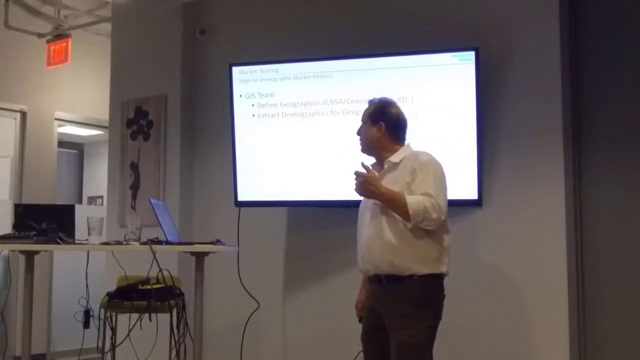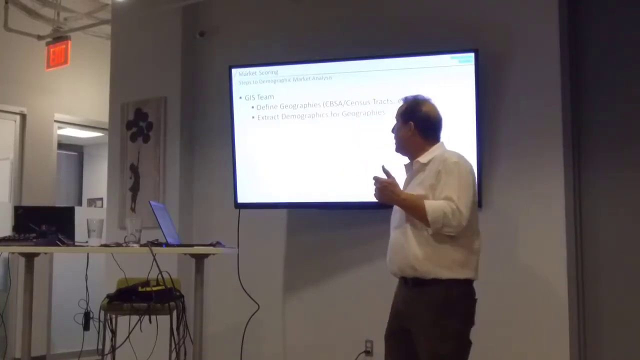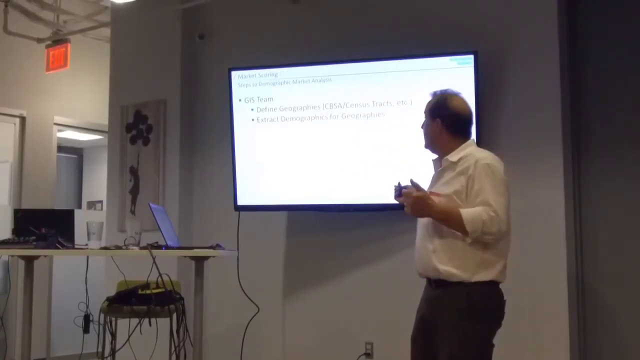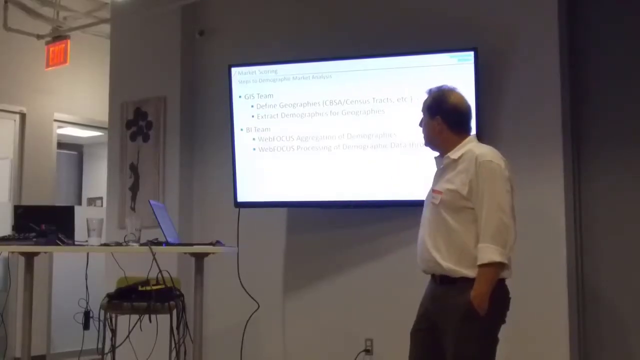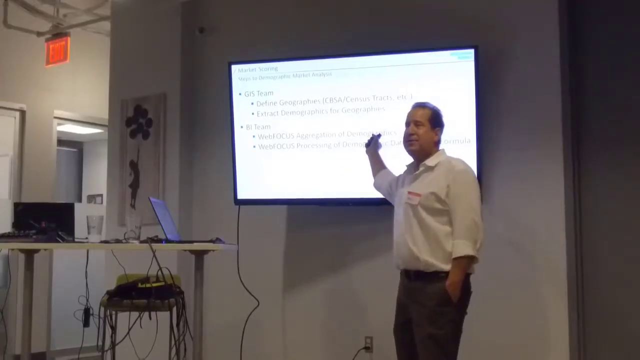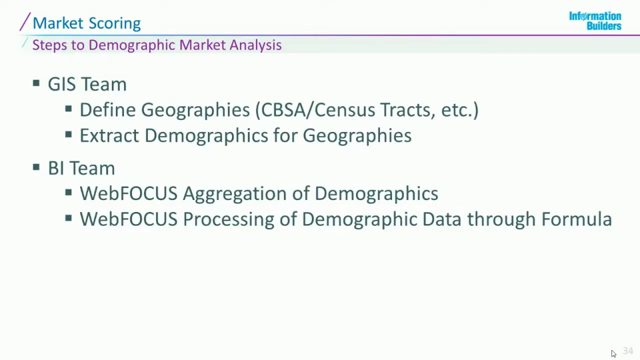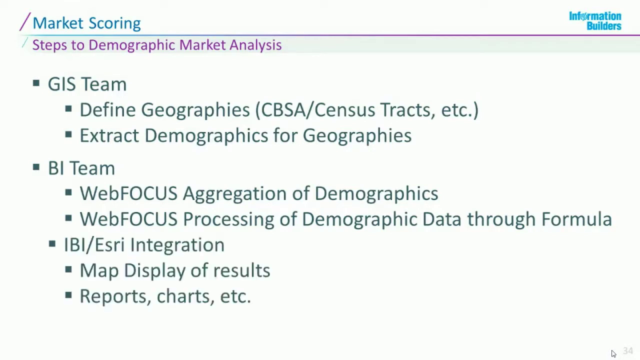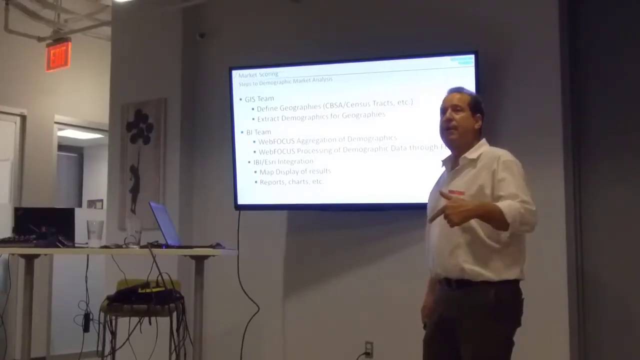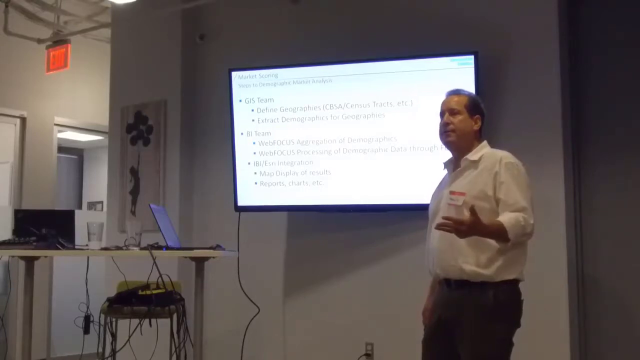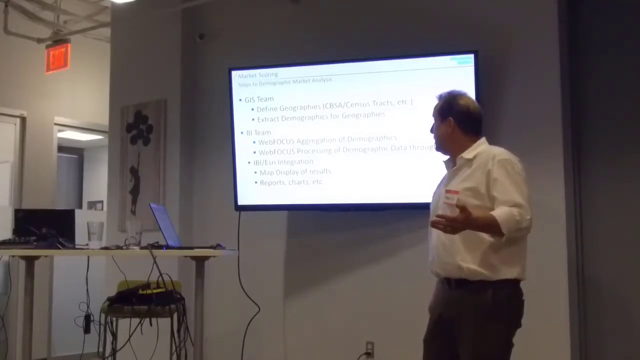All right, so just basically to wrap this up, kind of how this worked. The GIS team did some of the geographic work for us. They defined the geographies. They extracted the demographics. The business intelligence team did the aggregation of that data and the processing of the demographic data through the formula. And then through the Information Builders and ESRI integration, we were able to produce the maps to display the results and all the accompanying reports, charts, and graphs, and the interactivity. Okay.